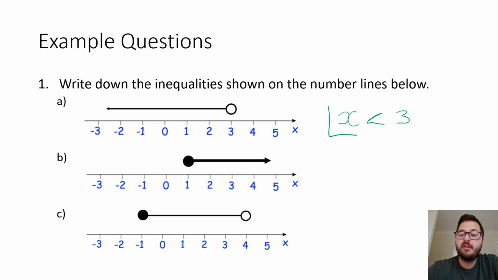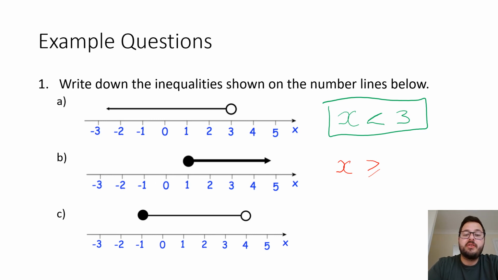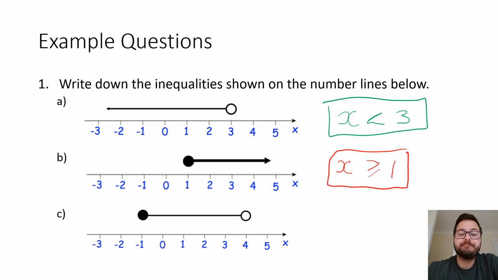So let's just do a little rectangle in that. Okay, B. So again, we've got x. This time the arrow's going to the right, so that's going to be more than. The circle is shaded in, so we're going to add that equal sign. And the number that the circle is on is 1. So this is x is more than or equal to 1.